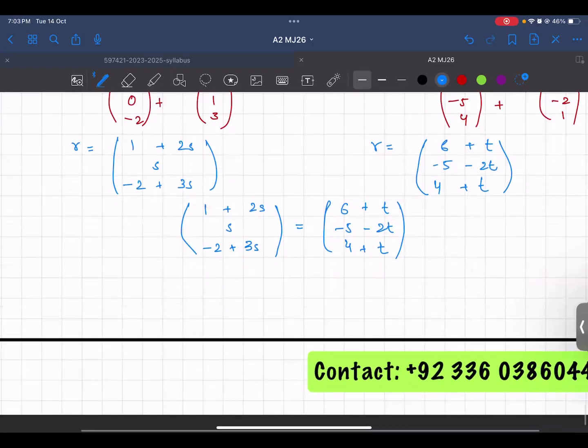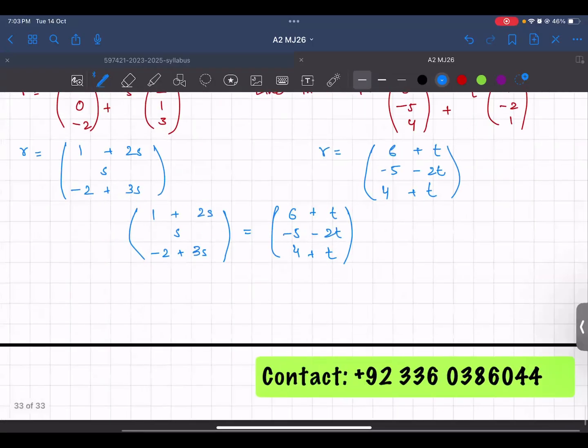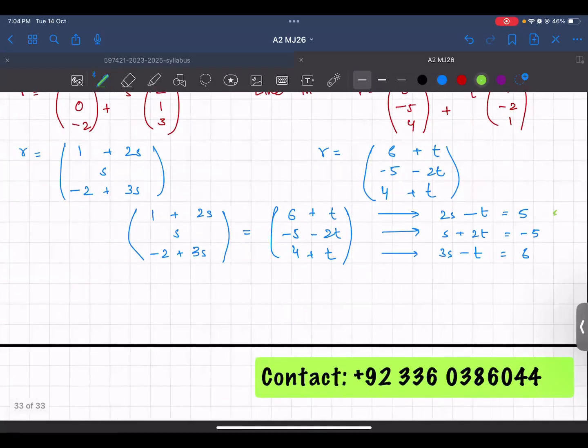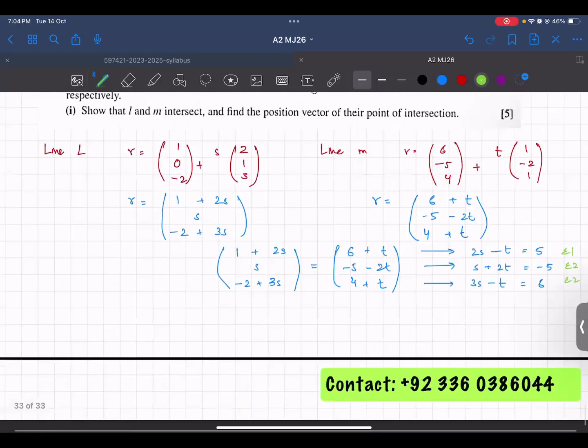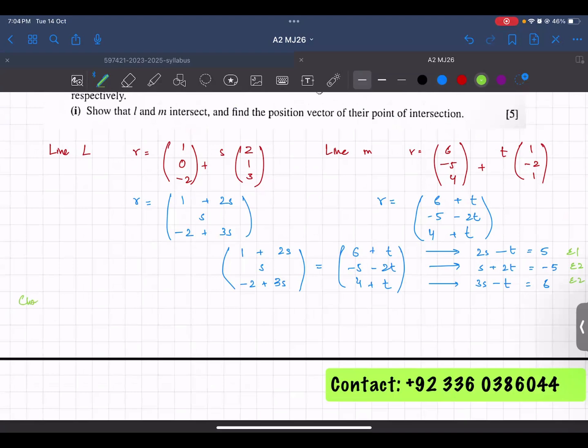Now you would form three equations. Your equation from the first part would be 2s minus t equals 6 minus 1, which is 5. From the second, s plus 2t equals -5. And from this one, 3s minus t equals 2 plus 4, which is 6. You form these three equations: equation 1, equation 2, equation 3. Now choose any two of the equations and solve them simultaneously.